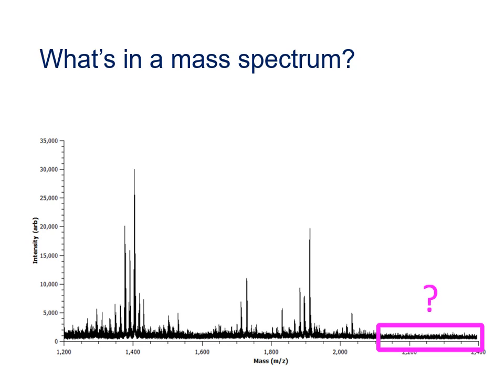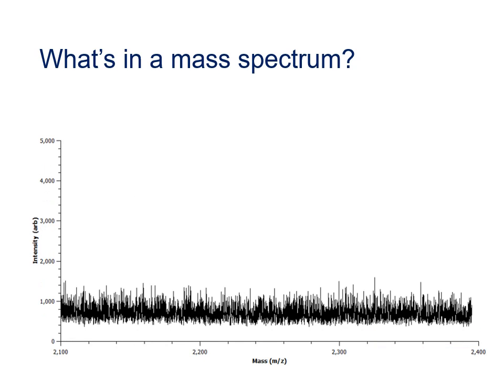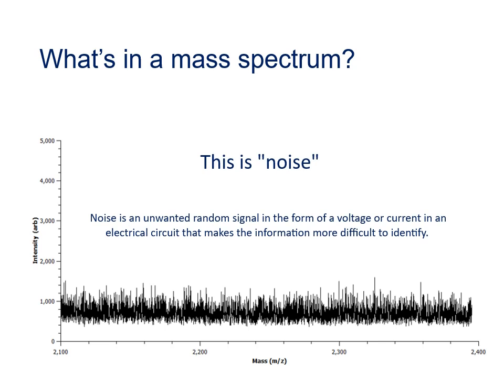If you look over to this region of the spectrum, there aren't any peaks, but it's not empty, there is data there. We call this kind of background signal the noise. If we zoom in, we can see it in more detail. Noise is a normally unwanted random signal that you find in almost all real data, and which can make the true signal more difficult to identify.